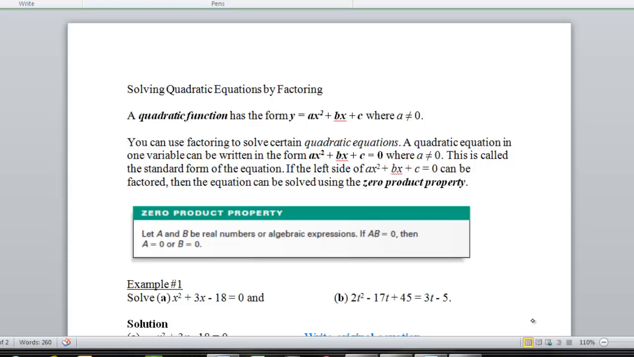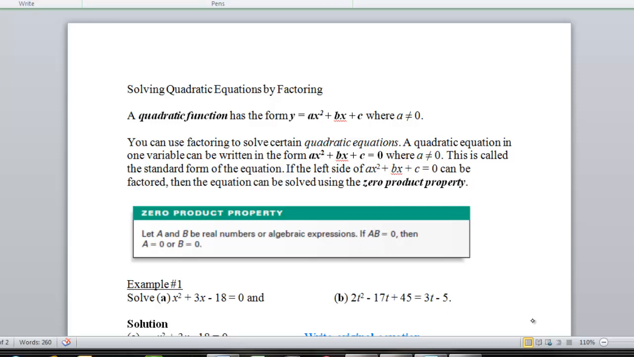Now that we've learned about quadratic functions and all the different ways to graph quadratic functions, now we're going to talk about quadratic equations. So we're going to take a quadratic function and put it in the form of an equation. Basically, we're looking to solve the quadratic equations, which means we're looking for all the values of x that make the quadratic equation a true statement. There are many ways that we can do this, and the very first way that we're going to talk about is through factoring.